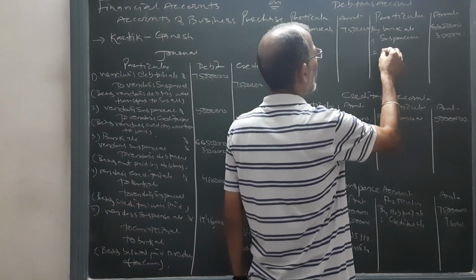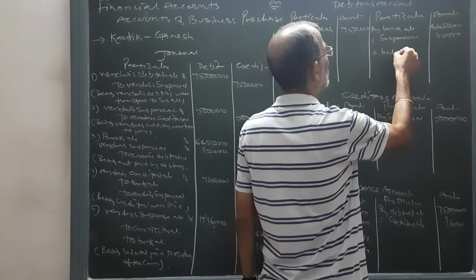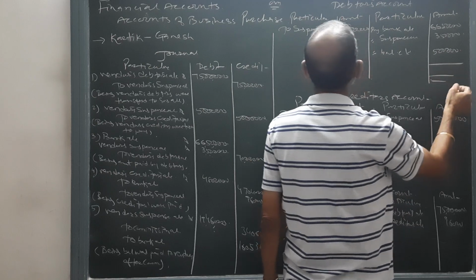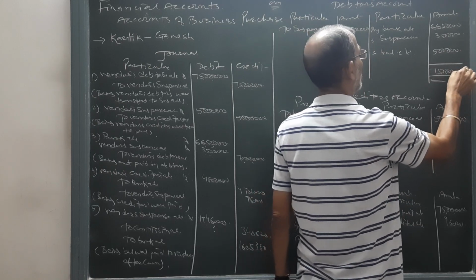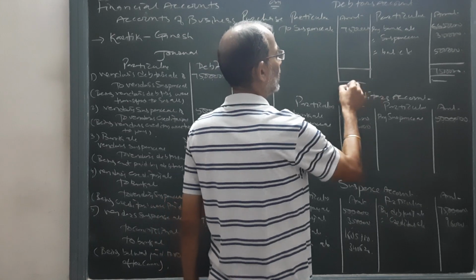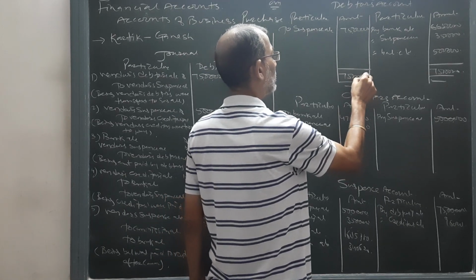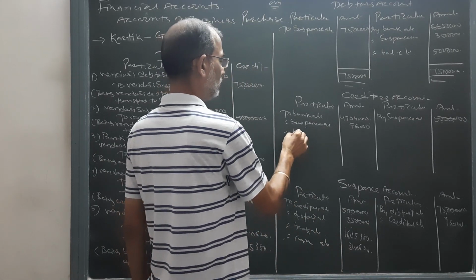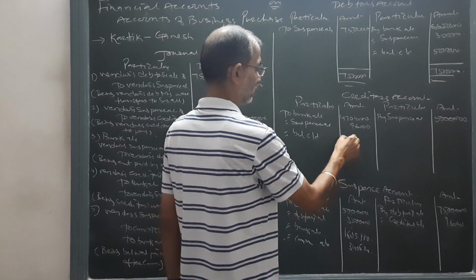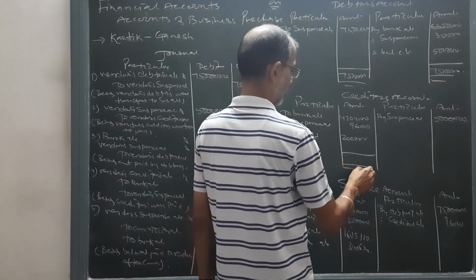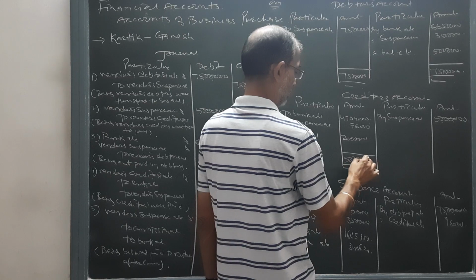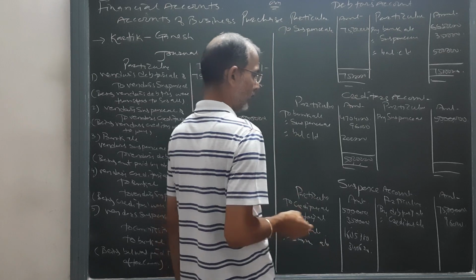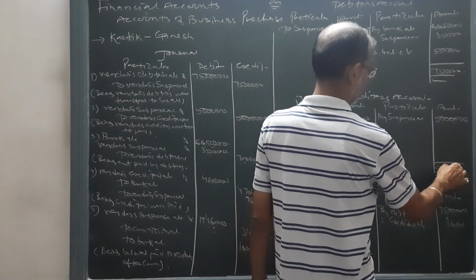Now debtors remained as a balance of 5 lakh. So this account will be closed by writing balance c/d 5 lakh. Creditors of 2 lakh also remained to be unpaid. So in this way, writing on the debit side to balance c/d, this account will also be closed.